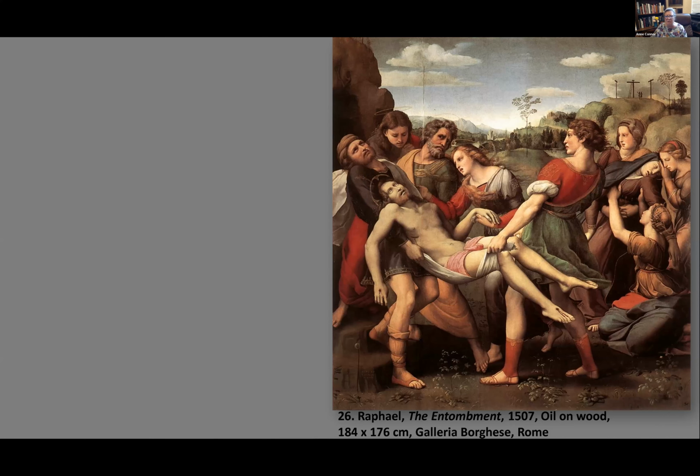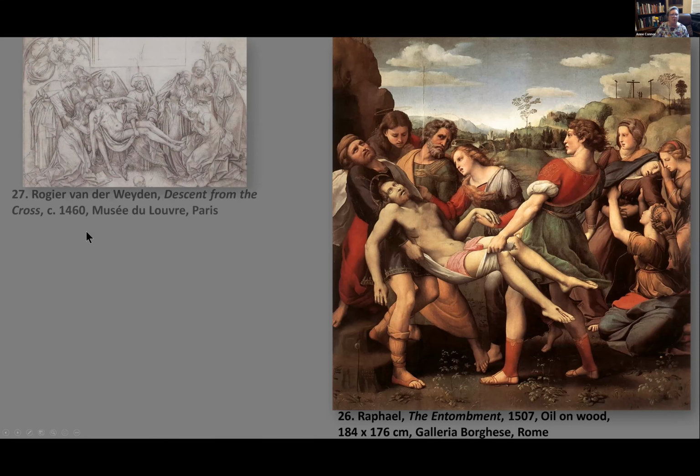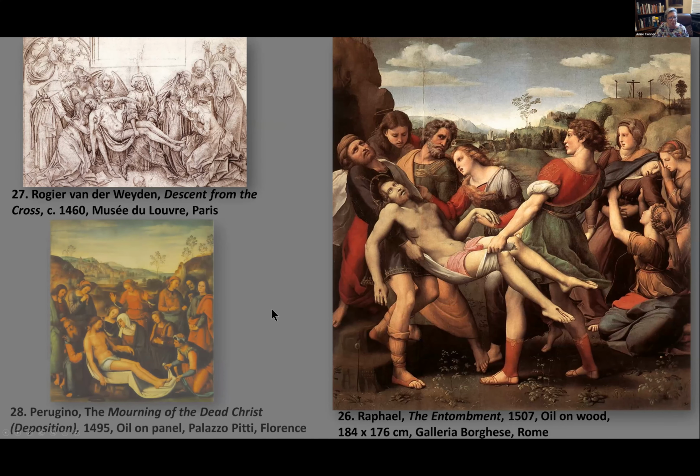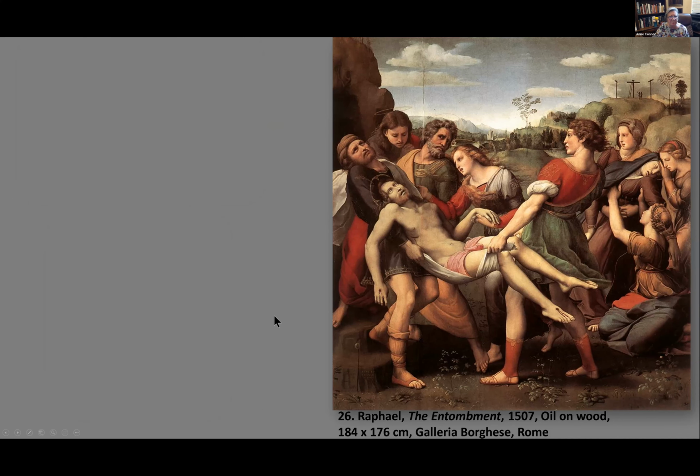It's an extraordinary piece because it is represented in many different ways. It is inspired by works such as Rogier van der Weyden's The Descent from the Cross. These many works of Rogier van der Weyden were in Urbino and in Florence. Also Perugino's The Mourning of the Dead Christ. And we will see in the preparatory drawing how Raphael evolved towards his work in 1507.